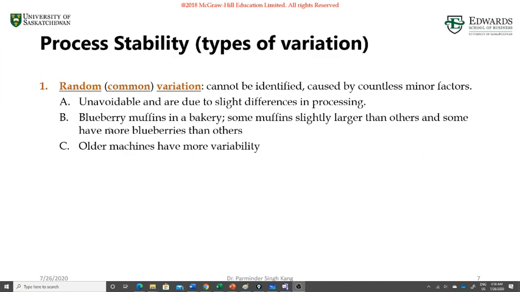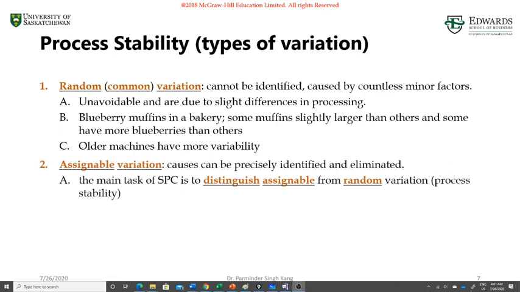A very good example here is the blueberry muffins in a bakery. Whenever you buy muffins next time, just weigh them individually. You will see there's a slight variation in the weight of each muffin. Similarly, the number of blueberries or chocolate chips from muffin to muffin may vary. There are countless factors which can cause random variation, such as labor skills, workers' experience, and machinery, like old machines will have more variability, right?